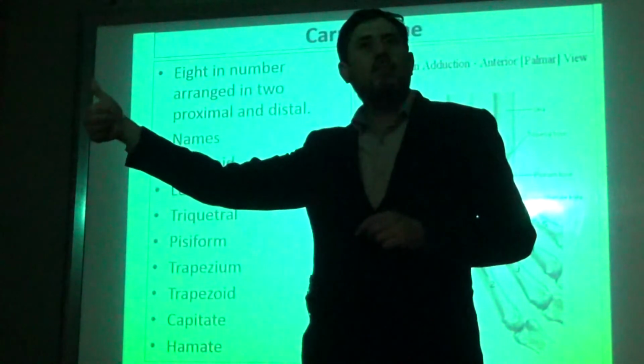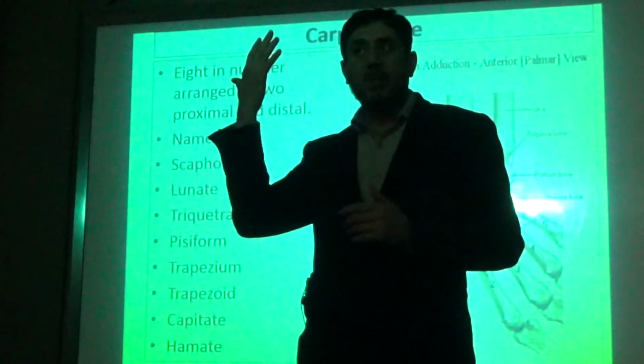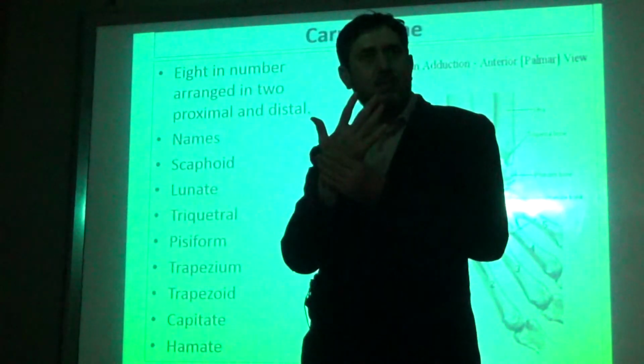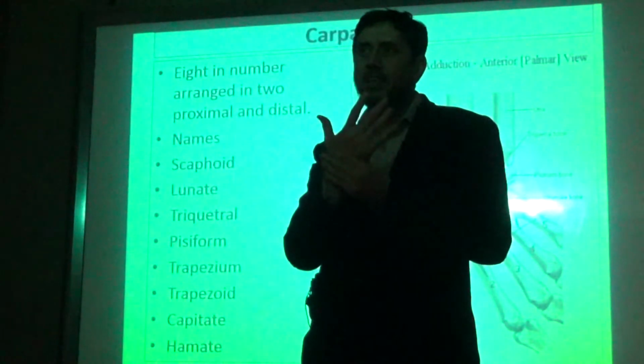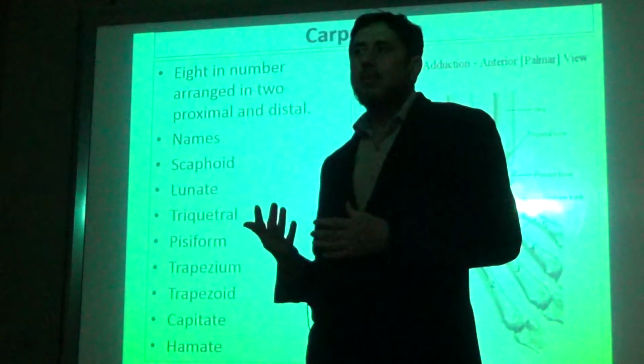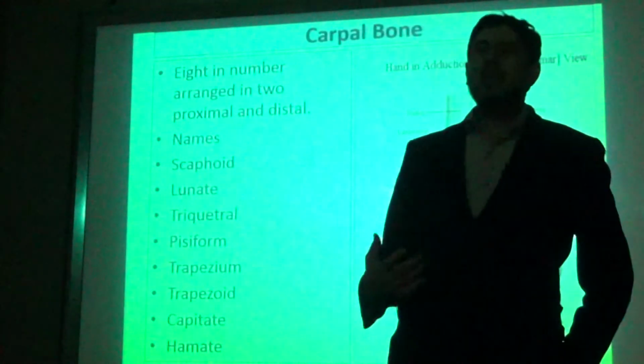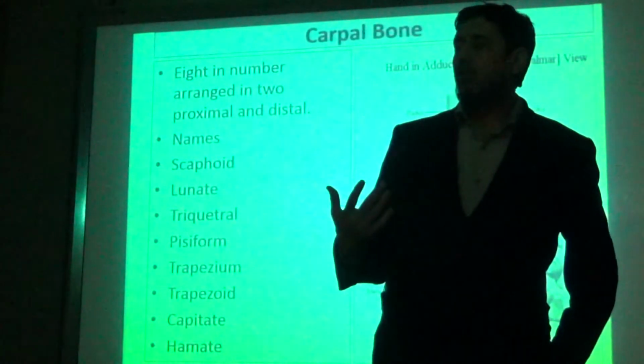Proximal and distal phalanges. So what are the total here? Not 15, 14. And how many here? 5. Means 19. And how many here? So total are 27. So come to the very beautiful bone.